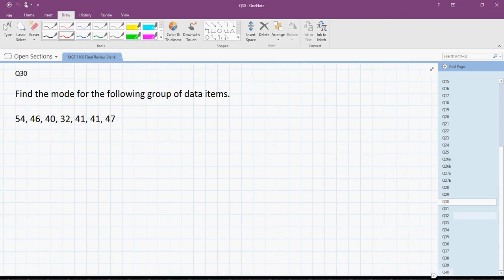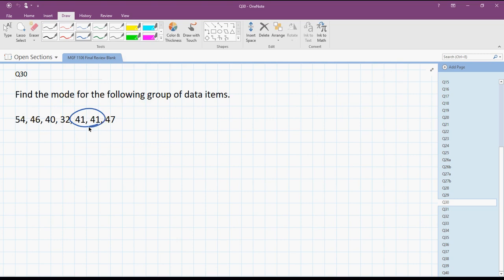Number 30. So this time it wants us to find the mode. What does mode mean? Find the number that happens the most. So in this case, you can't use the calculator for this guy. Well, I mean, you kind of can, because it'll put them in order, but all we're looking for is the number that happens the most. So it's 41. You can see it right here. Mode means most.